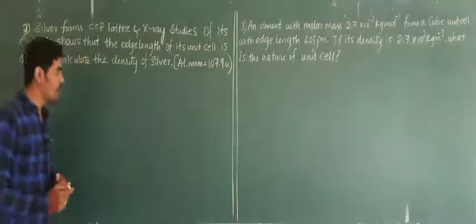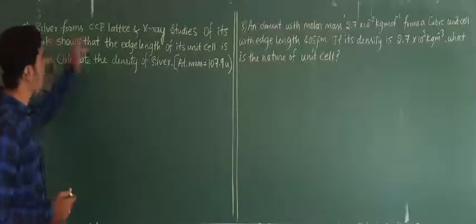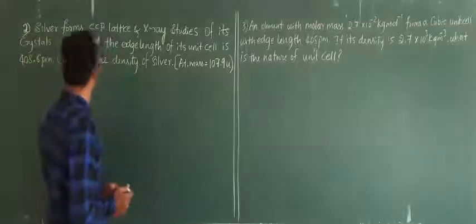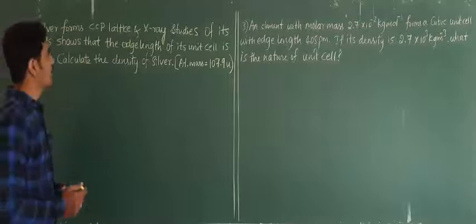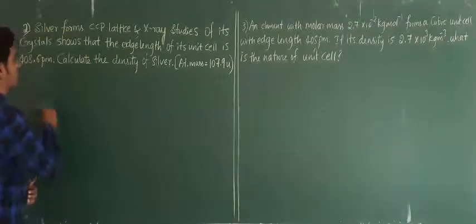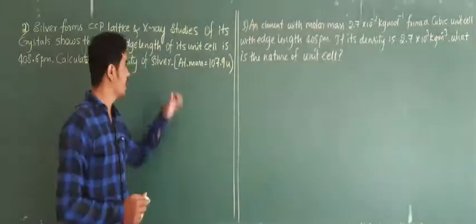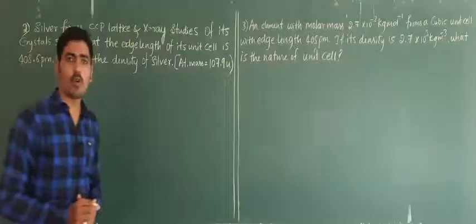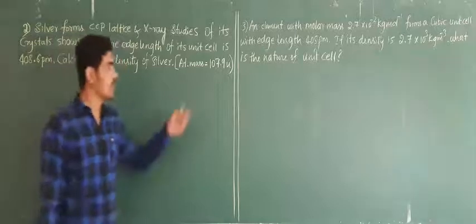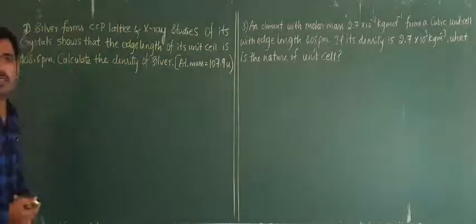The second problem on the density of the unit cell is: silver forms a CCP lattice and X-ray studies of its crystals show that the edge length of its unit cell is 408.6 picometer. Calculate the density of silver, given atomic mass is equal to 107.9 U. U means unified mass. So they asked you to calculate the density of silver.